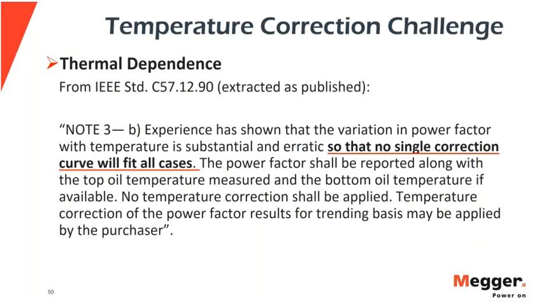Well, the challenge with temperature corrections is that the curves that we've traditionally used to correct for temperature can introduce error, giving us the wrong 20 degrees C equivalent power factor result. And the standards now caution about this. This comes right out of IEEE standard C57.12.90, in which it says to be careful because temperature is a real deal, and we can't account for variation in power factor using a single correction curve.